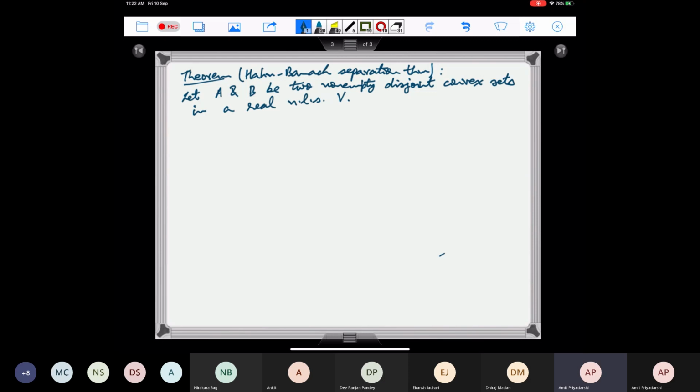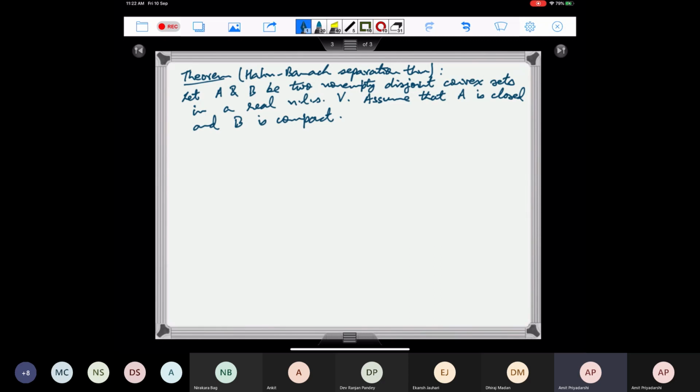Now here, in the previous theorem we assumed that A is open and there is no condition on B. So only if we assume that one of them is open can we guarantee that previous conclusion. Now here we will assume that one of them is closed and the other one is compact. So assume that A is closed and B is compact.